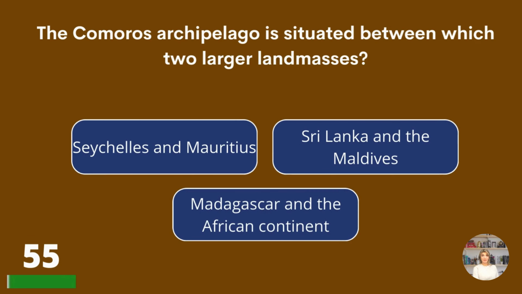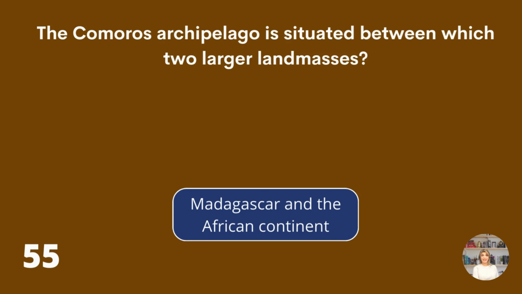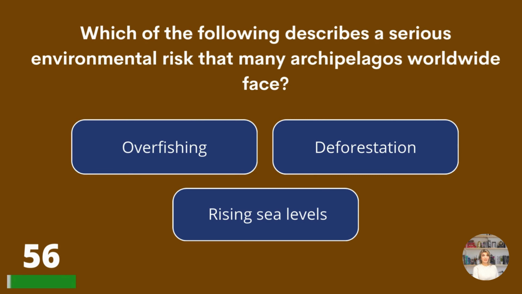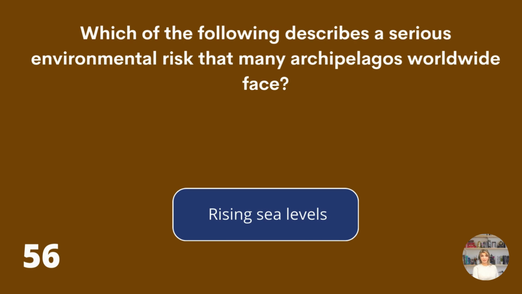The Comoros Archipelago is situated between which two larger landmasses? Seychelles and Mauritius, Sri Lanka and the Maldives, or Madagascar and the African continent? Madagascar and the African continent. Which of the following describes a serious environmental risk that many archipelagos worldwide face? Overfishing, deforestation, or rising sea levels? Rising sea levels.